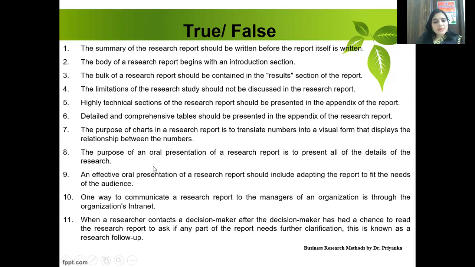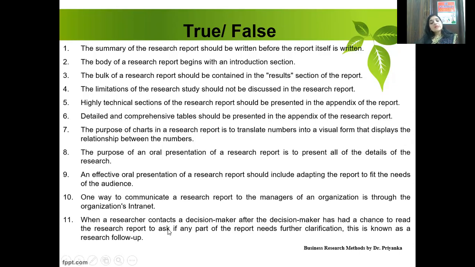Ninth is, an effective oral presentation of a research report should include adapting the report to fit the needs of the audience. Yes, 100%. Because if the audience does not understand your oral presentation, then there is no use of it, because there would be no questions and you cannot improve your report further. So it should always fit the needs of the audience. So it is true. Tenth is, one way to communicate a research report to the managers of an organization is through the organization's intranet. Yes, true.